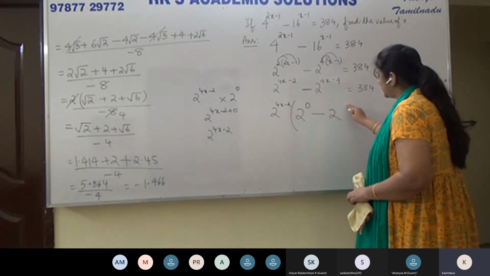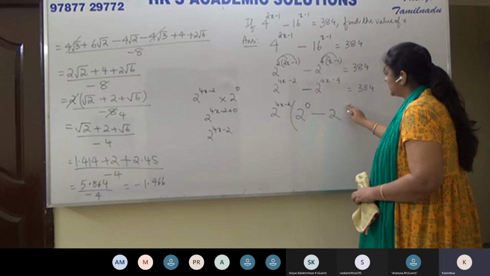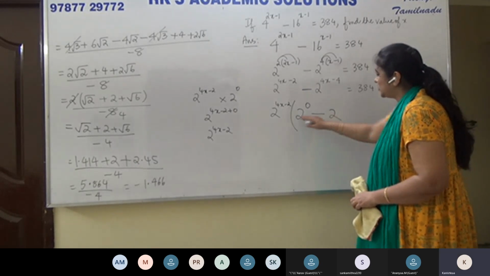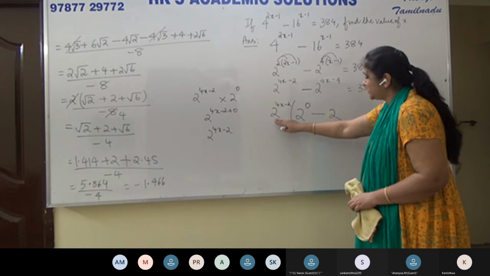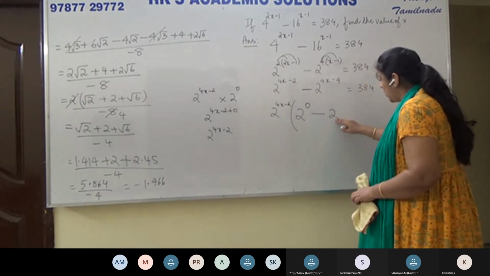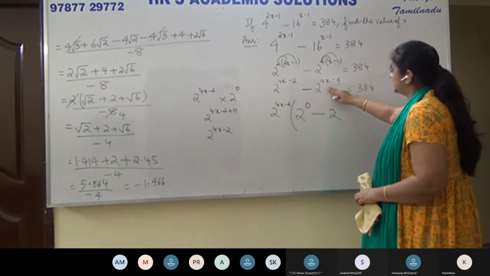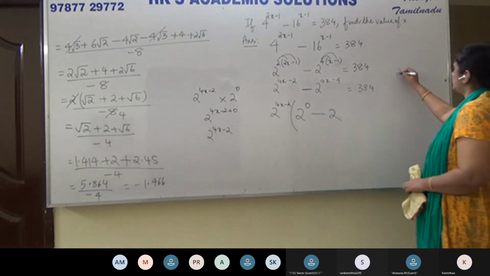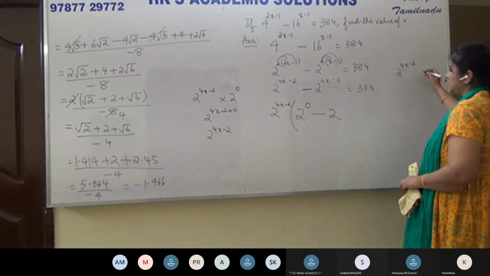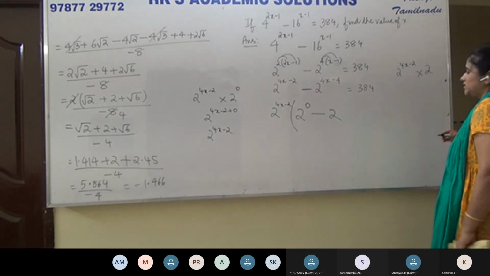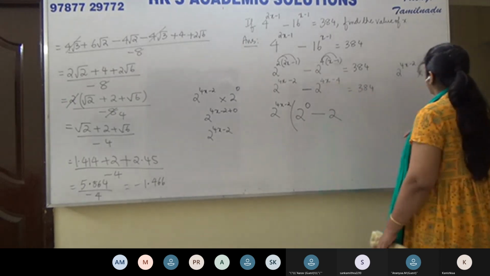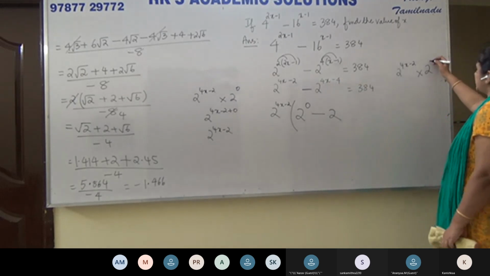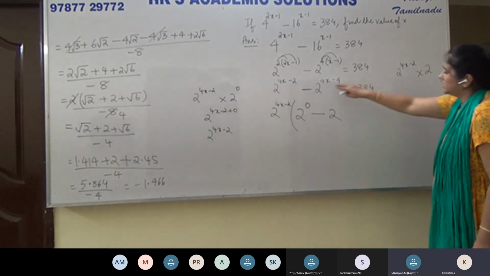We must write a suitable power. So we have 2 to the power 4x minus 2 common. So this into what can give us this term? That is the question. So now we have 2 to the power 4x minus 2, and 2 should be raised to what? We must get 4x minus 4. That means it should be 2 to the power 0.